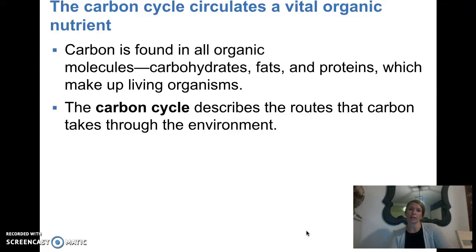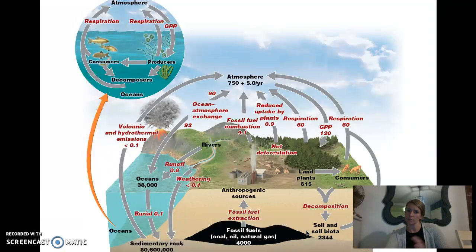So carbon is a nutrient. It is found in every single organic molecule. Remember that we have carbohydrates, fats, proteins, and nucleic acids. It makes up all living organisms, so it's super important for us. It's what makes up all biomass. All biomass has carbon in it. So the carbon cycle describes the routes that carbon takes through the environment, because remember, all nutrients are cycled. So here's an image of the carbon cycle.